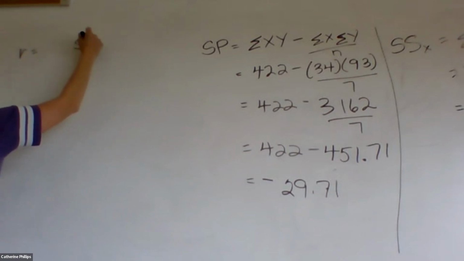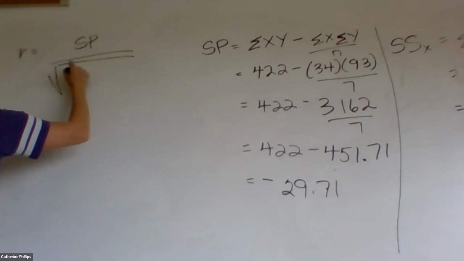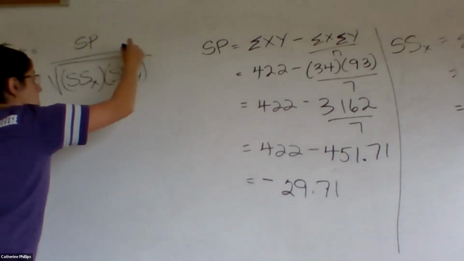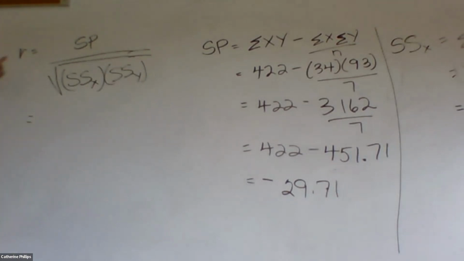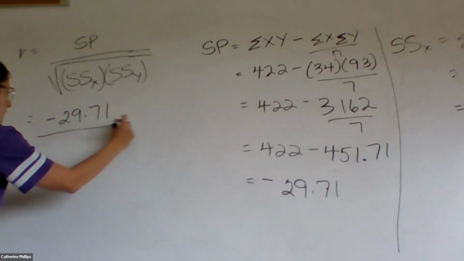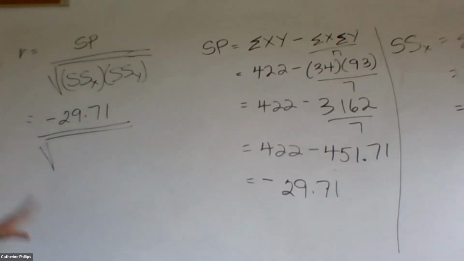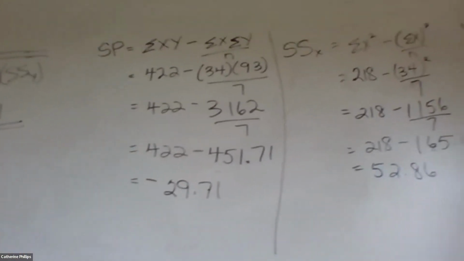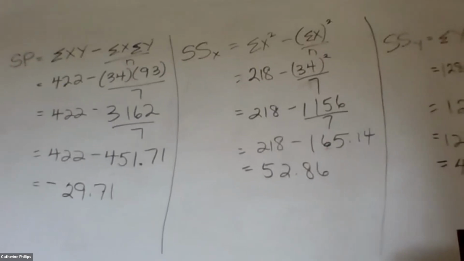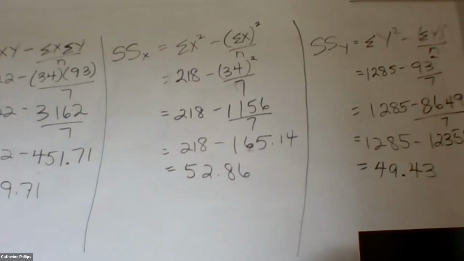R equals sum of products over the square root of the sum of squares of x multiplied by the sum of squares of y. Sum of products was negative 29.71. Then sum of squares x was 52.86. And the sum of squares of y was 49.43.